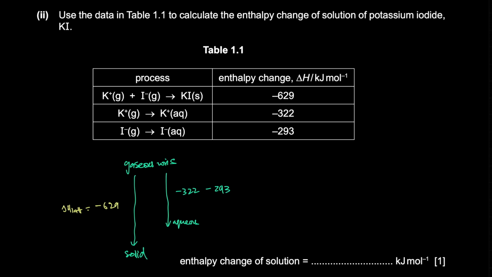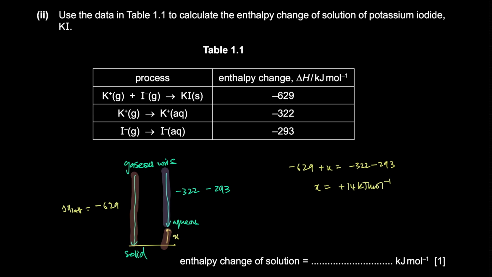And obviously what we have to find is the enthalpy change of solution, which is when you go from solid to aqueous. So what do we have here? What we can say is that I can convert gaseous ions to solid, and then I can go from solid to aqueous, or I can go directly from gaseous to aqueous. So I can say over here that negative 629 plus x is equal to minus 322 minus 293. So what does x come out to? X comes out to positive 14 kilojoules per mole.